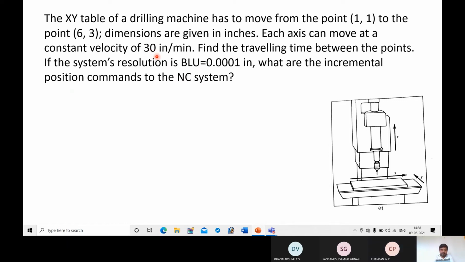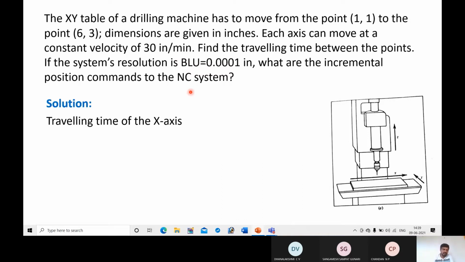So if it can travel 30 inches per minute, next, what is the time taken to travel 5 inches? That is what we need to find. That means 5 by 30 will give you, based on how many inches it can move per minute, the traveling time. It is given by 5 by 30 and you will get it in minutes. If you want the value in seconds, multiply by 60 and you will get it in seconds.